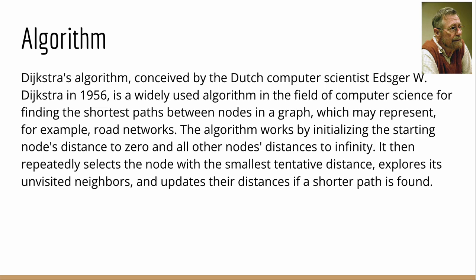The algorithm works by initializing the starting node's distance to 0 and all other nodes' distances to infinity. It then repeatedly selects the node with the smallest tentative distance, exploring its unvisited neighbors and updating their distances if a shorter path is found.